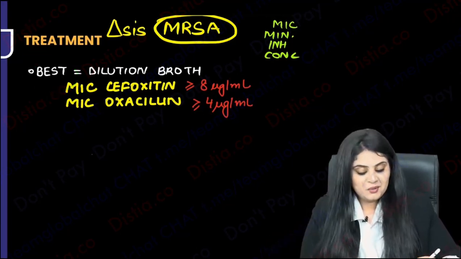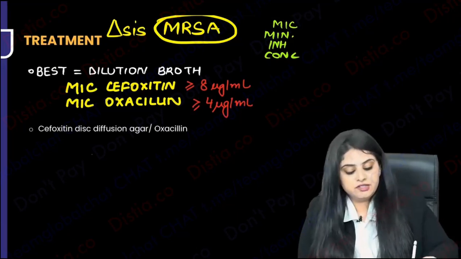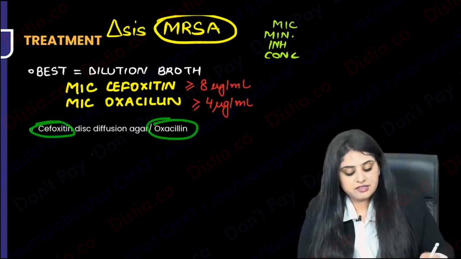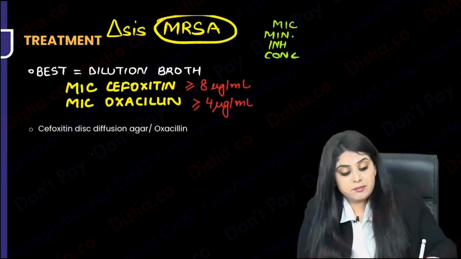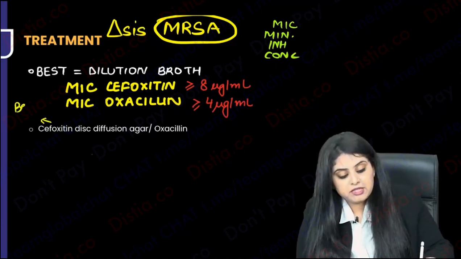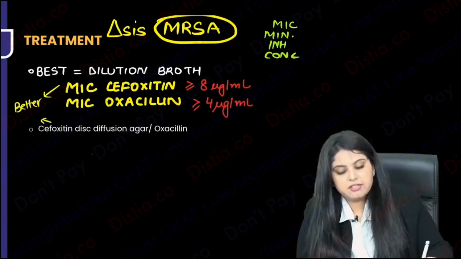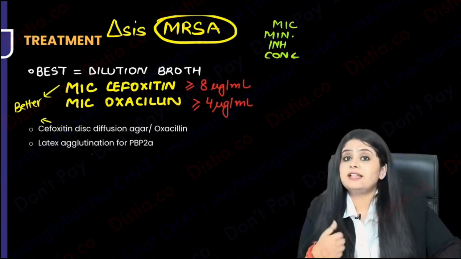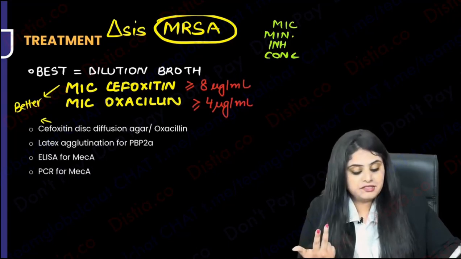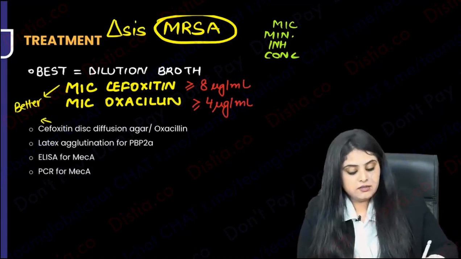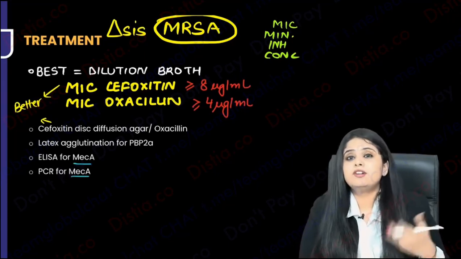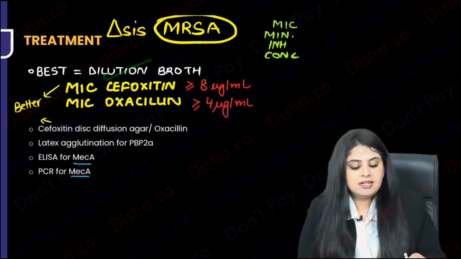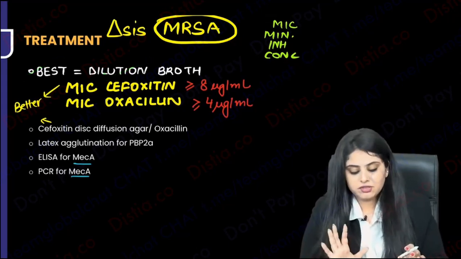Nobody actually does it. What is done? Rapid methods are done. They do disc diffusion tests. Again, they use the same thing: cefoxitin and oxacillin. And in case they ask you which is the better one, cefoxitin is always better than oxacillin, just in case the question comes. Other than that, they can do even rapid tests like latex agglutination, ELISA, PCR, all of these for knowing the genetic problem. These are all rapid, faster, and easier to perform than doing dilution broth. But yeah, if the exam has a question, dilution broth is going to be the best.